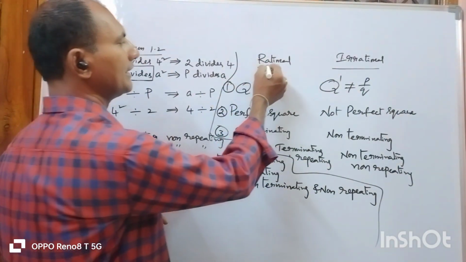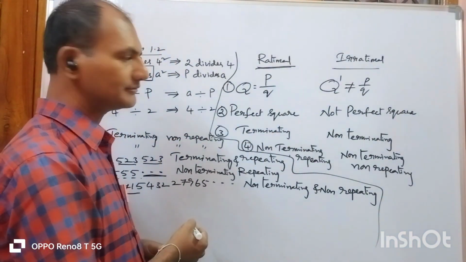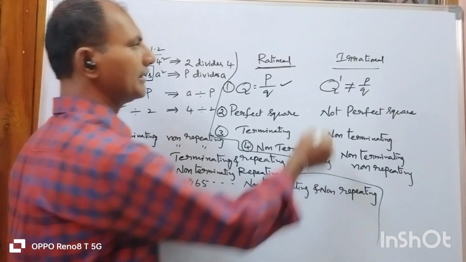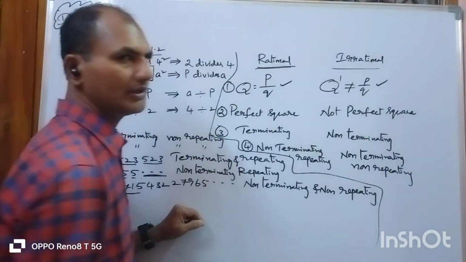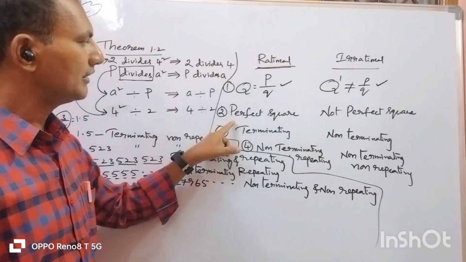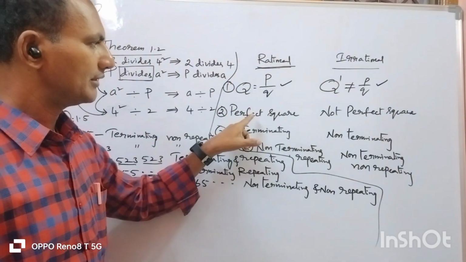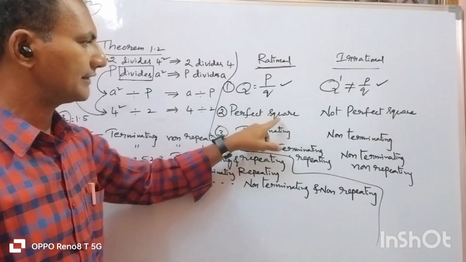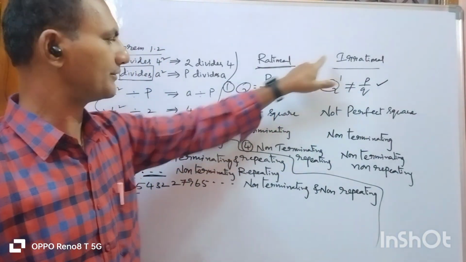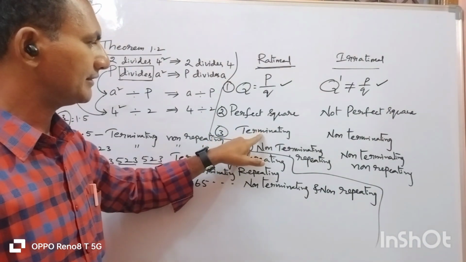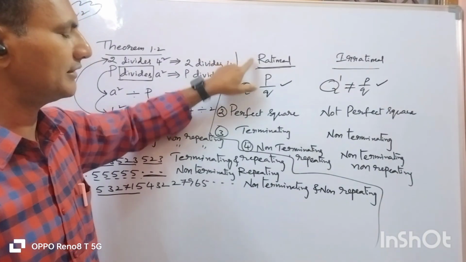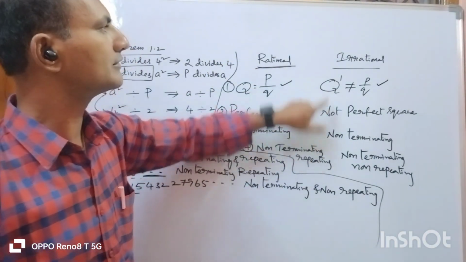What is a rational? Rational means which is in the form of p by q. Irrational means which is not in the form of p by q. Next, second definition: which are perfect squares, those are rational. Which are not perfect squares, those are irrational. Next, which are terminating decimals, those are rational. Which are non-terminating, those are irrational.